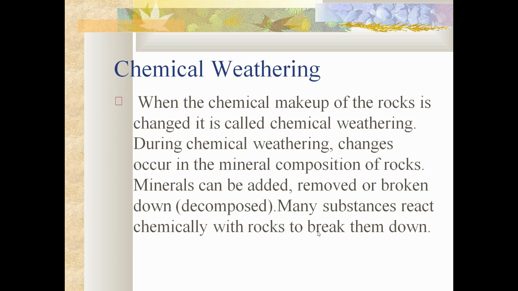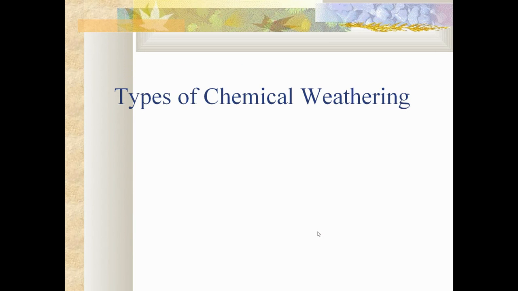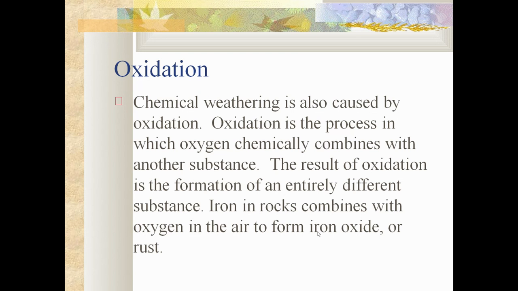Now, let us take chemical weathering. Chemical weathering happens when the chemical makeup of rock changes. The minerals in the rocks undergo change in chemical composition and appearance and thus become weak. Many substances react chemically with rocks to break them down. Now let us take types of chemical weathering.